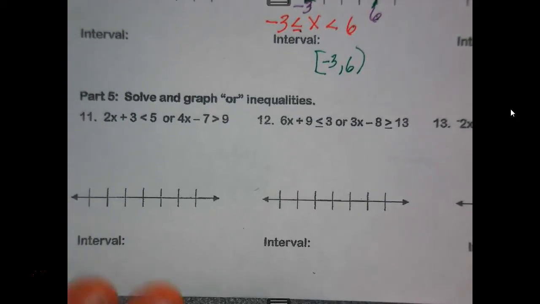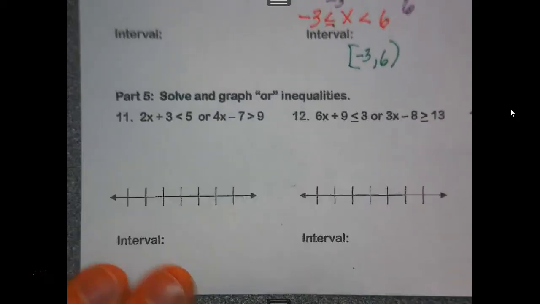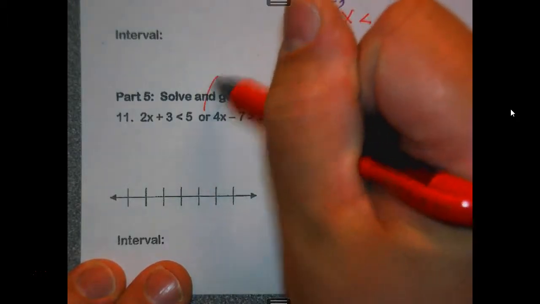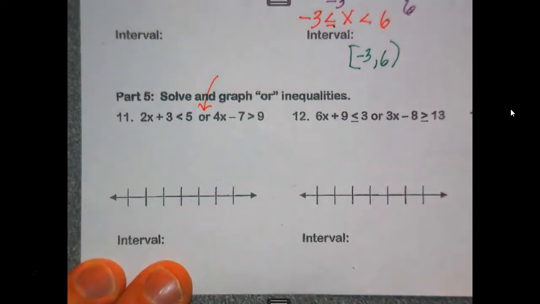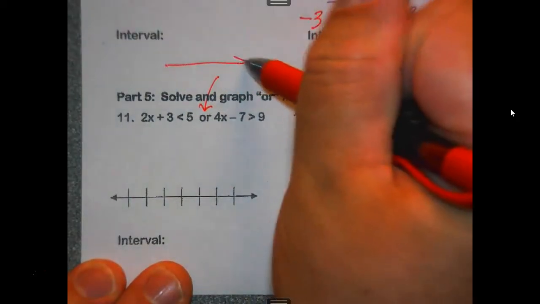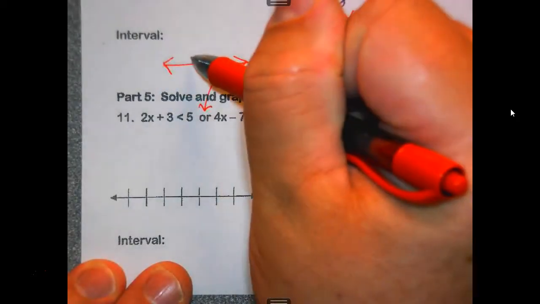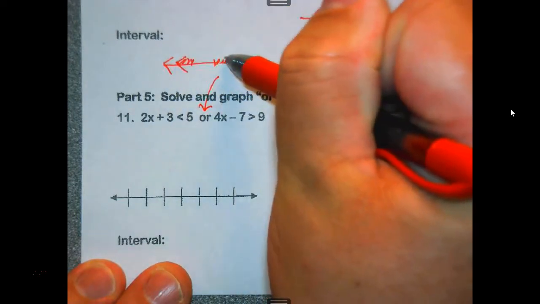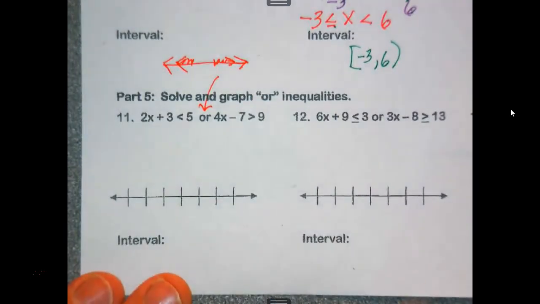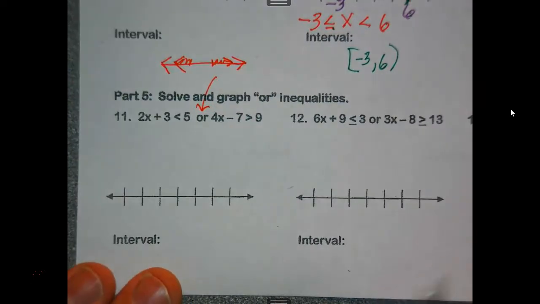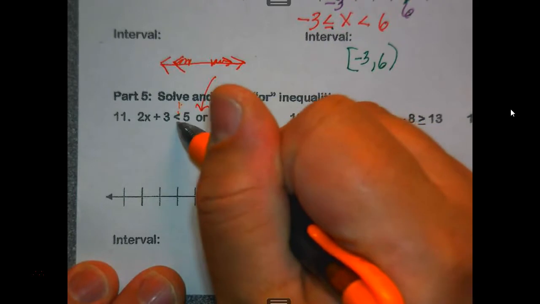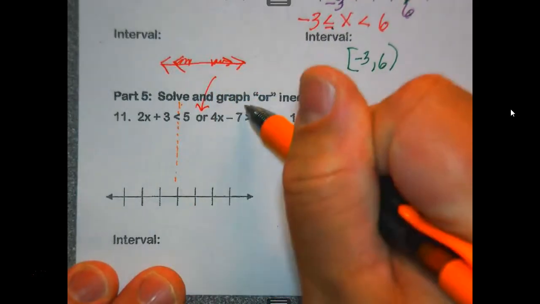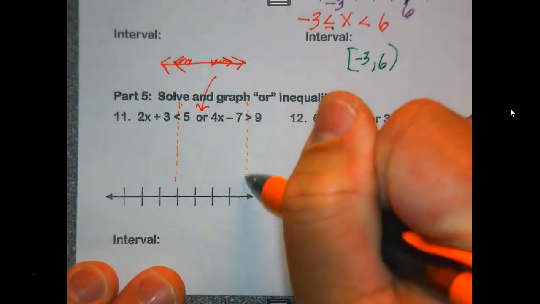Let's do number 11. Okay, it's OR. It's an OR problem. So we know that the graph is going to look like, 90% of the time, like that, right? Opposite way. So we've got two problems here. We have to solve for this inequality, and we have to solve this inequality.